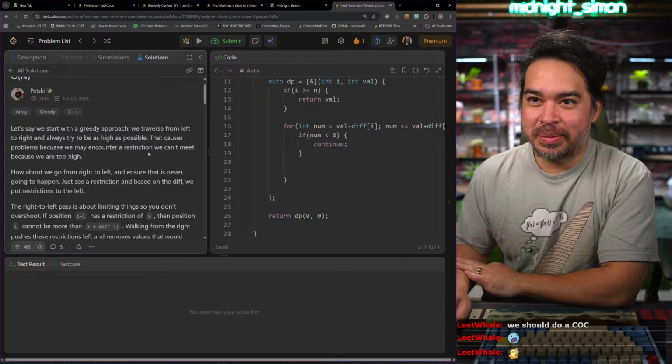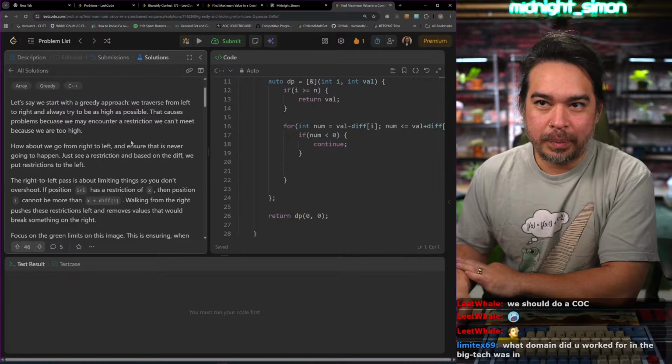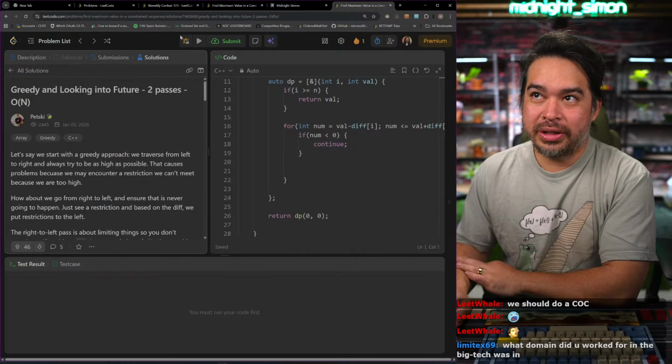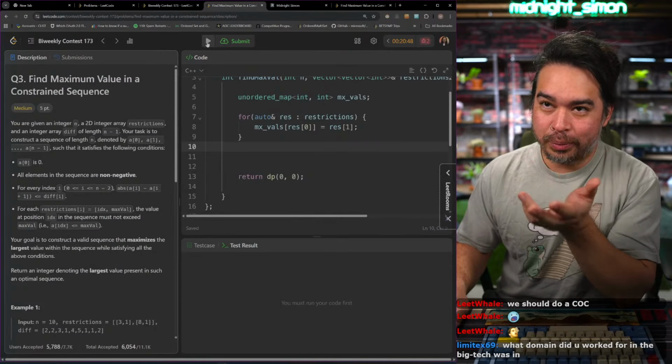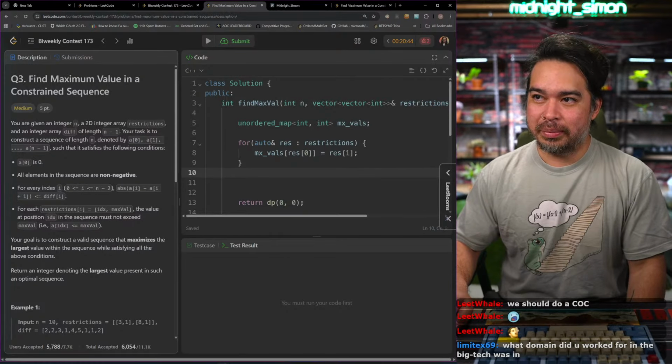Anyways, that causes problems because we may encounter a restriction. Yes, I think I've come to this realization. How about we go from right to left and ensure that is never going to happen. Alright, I'll read no more and I'll think about that. Going from right to left. I never really considered that seriously before.